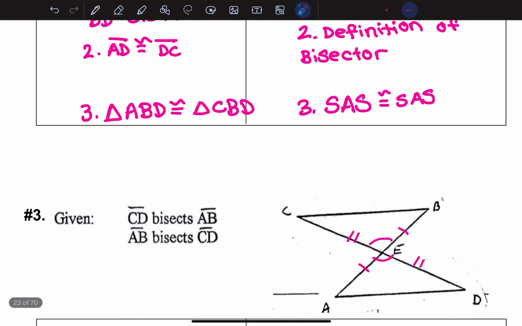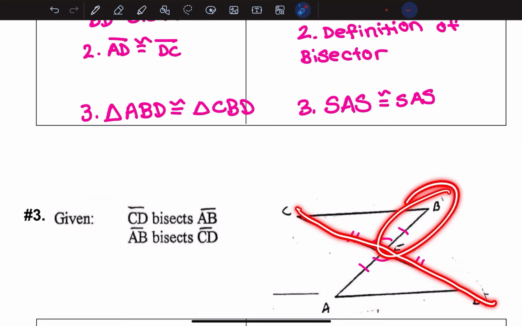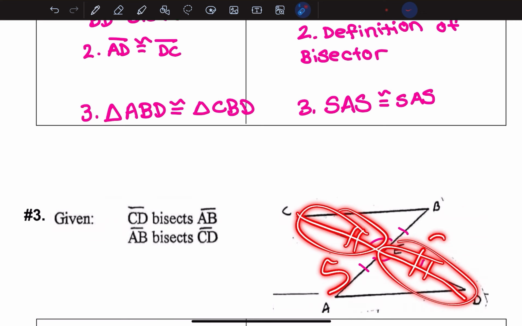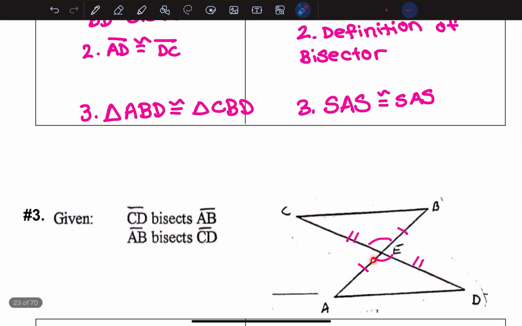For number 3, CD bisects AB. So before I read the second one, I'm going to mark. CD bisects AB, so these two pieces are congruent. So I have a side. AB bisects CD. So similarly, we have two congruent pieces here. So I already have a side and a side. Now I'm going to know that these two angles are congruent because they are vertical angles. So I have to first state that they are vertical angles and then they are congruent. And because of this, I will be able to use side, angle, side.